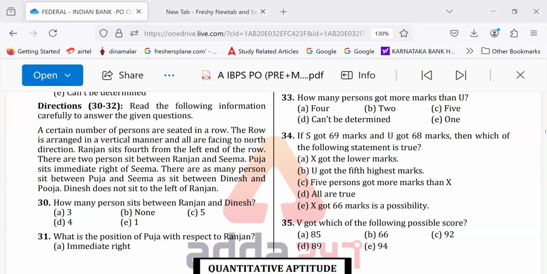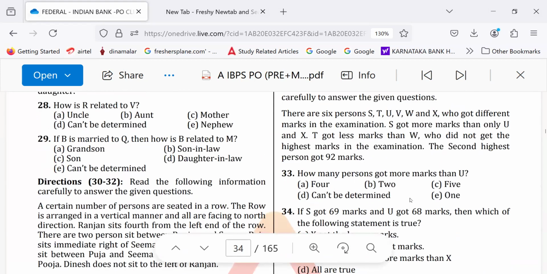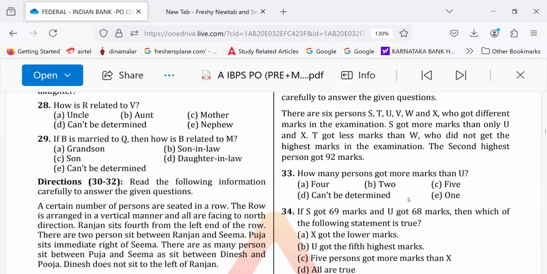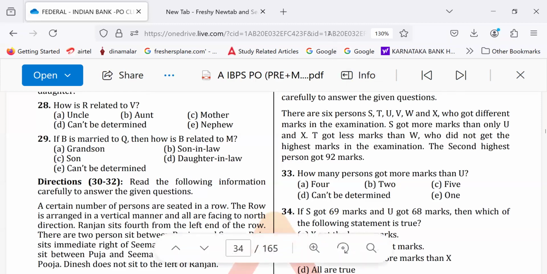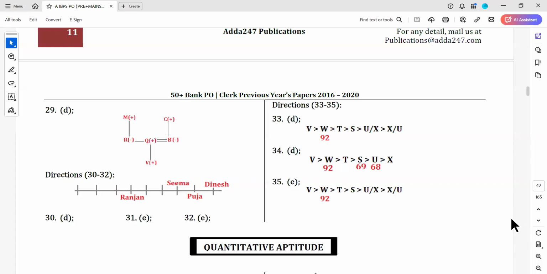This is a slightly tough problem. Please try to find out how many persons got more marks than you. If you draw the diagram, it will come out like this. I will show you the diagram. Please look at the diagram for 33 to 35.